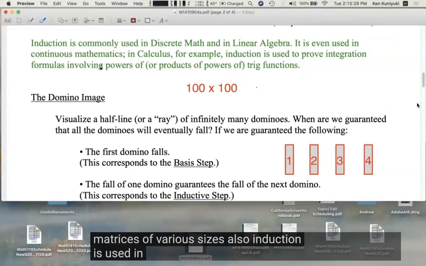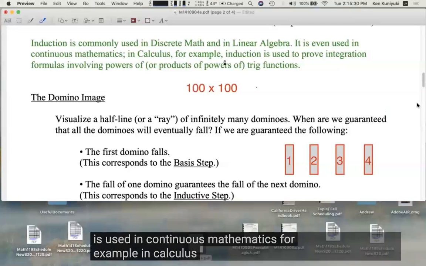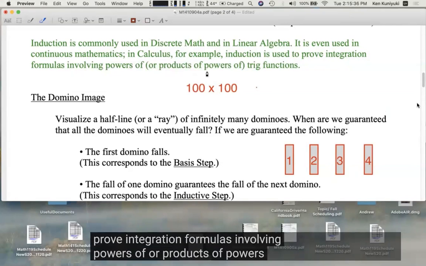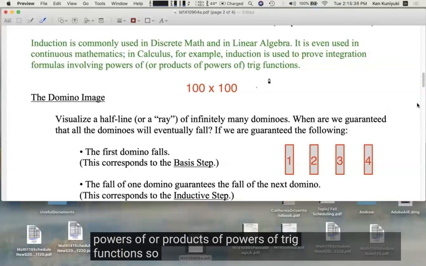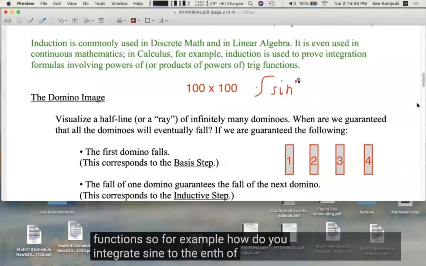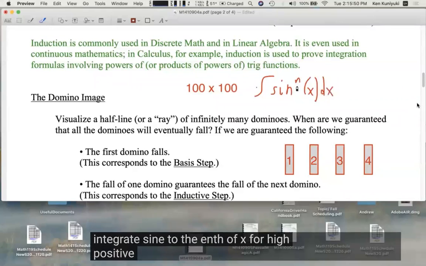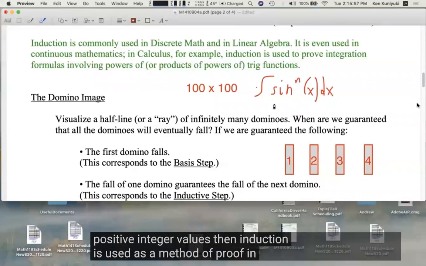Also, induction is used in continuous mathematics. For example, in calculus, induction is used to prove integration formulas involving powers of, or products of powers of, trig functions. So for example, how do you integrate sine to the nth of x for high positive integer values of n? Induction is used as a method of proof in higher math.